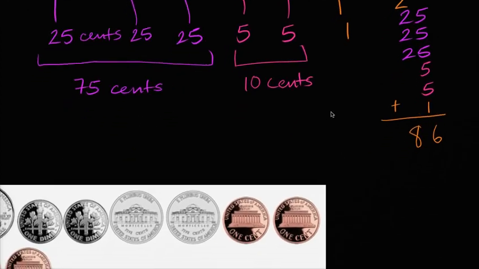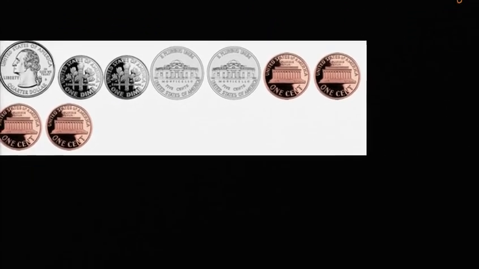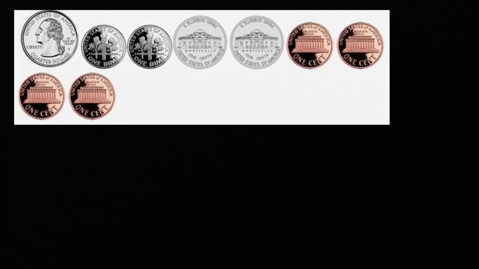Let's do one that has even more coins in it. So here we go. What's going on here? This right over here is a quarter. That's going to be 25 cents. And then we have one that we didn't see in the previous example. We have 2 dimes. A dime represents 10 cents. So we have 2 dimes, each representing 10 cents.